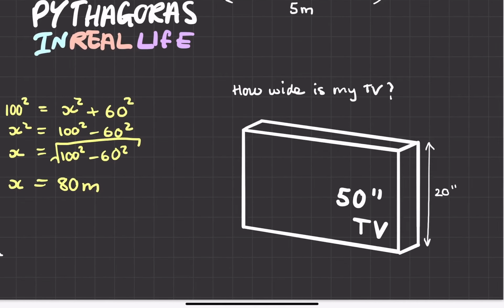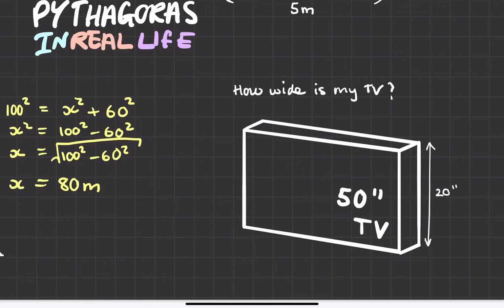And then the last one here, I've got how wide's my TV. So here, this is kind of in 3D. It's like a 3-dimensional picture. So this is my right angle down here. I know that it's 20 high, and I know that the diagonal length there is 50. This is in inches. And let's say I want to know how wide it is. Let's call it x. And we'll write down a Pythagoras' theorem.